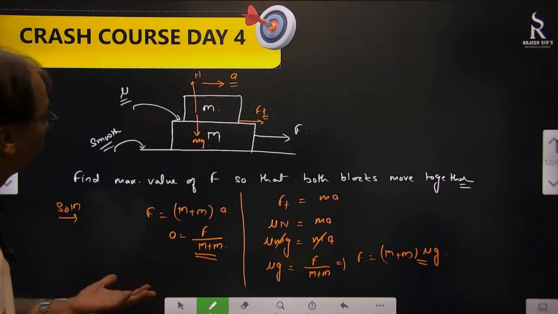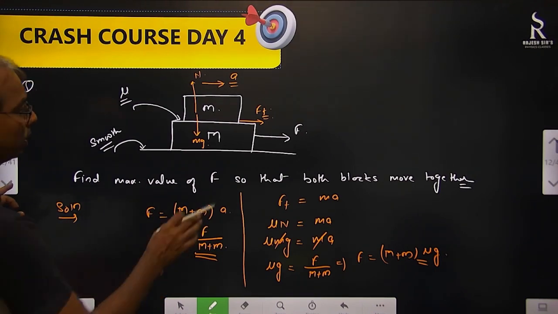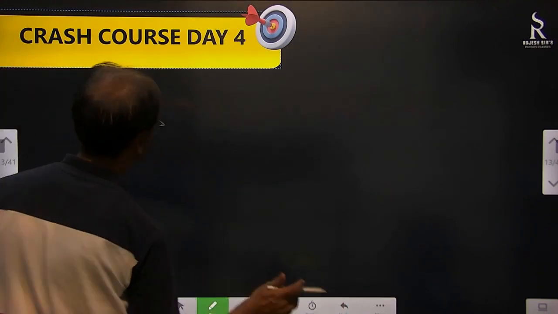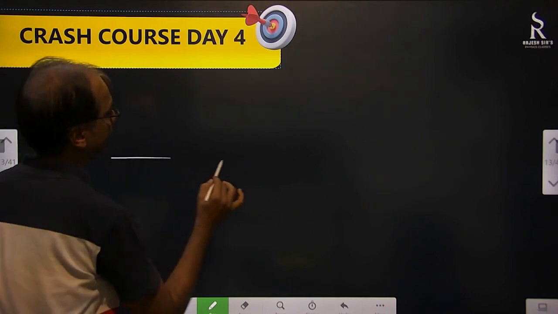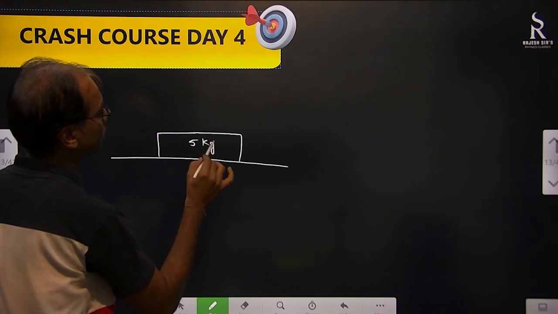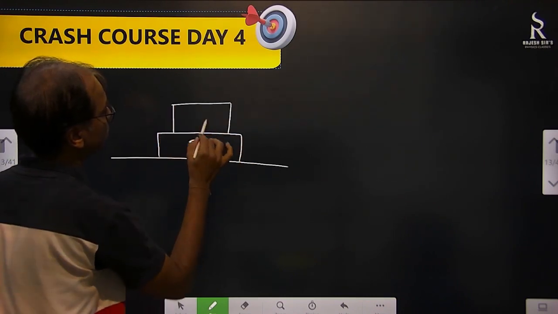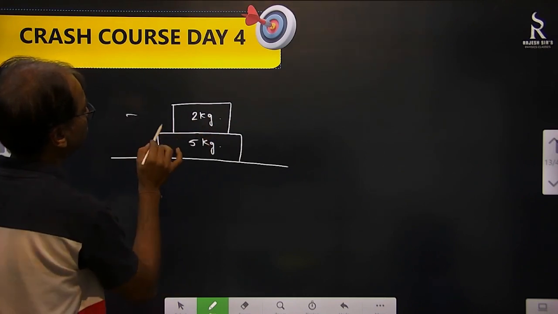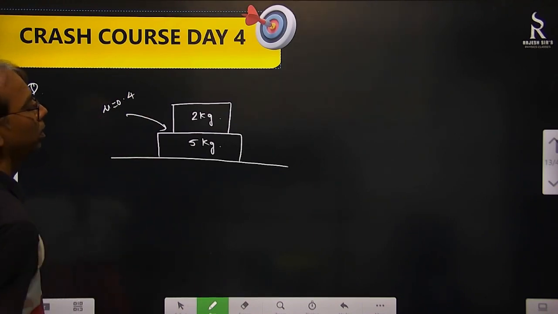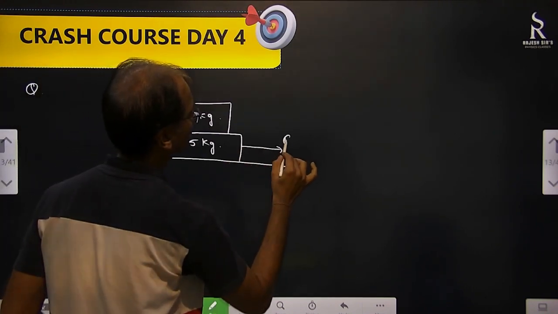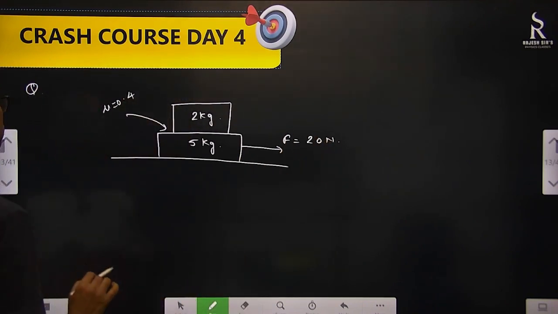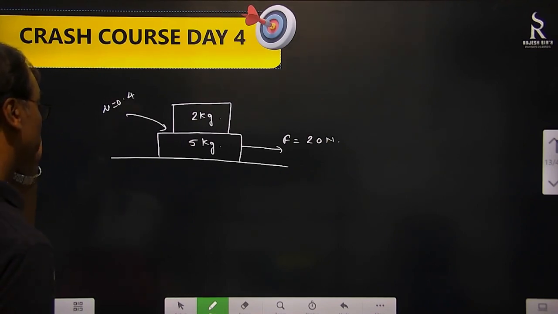Then if we make one more question on this one with values, here we have taken m and m. Let's have the values and see how the question can be solved. Okay, so let's say here 5 kg, this is 2 kg, the coefficient of friction we will take as 0.4 only, and the force that we are applying here is 20 Newton.